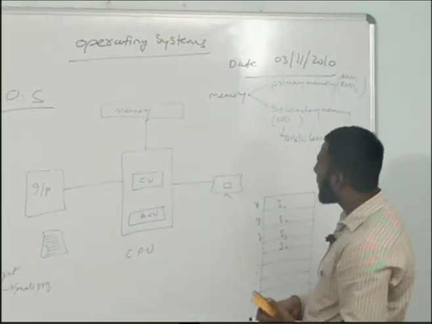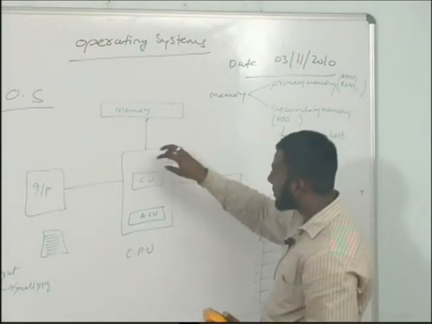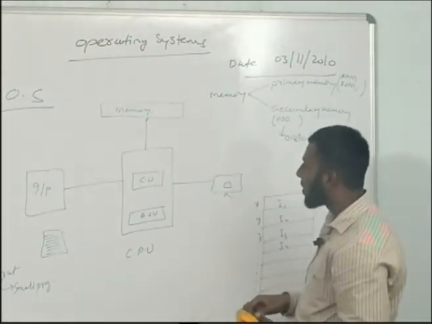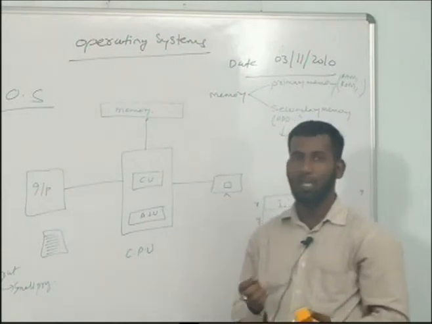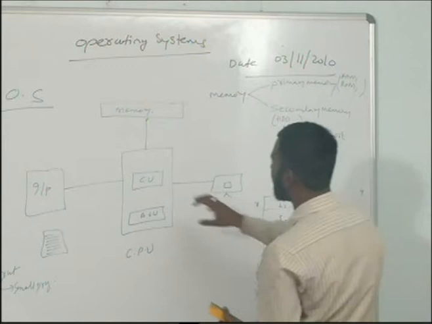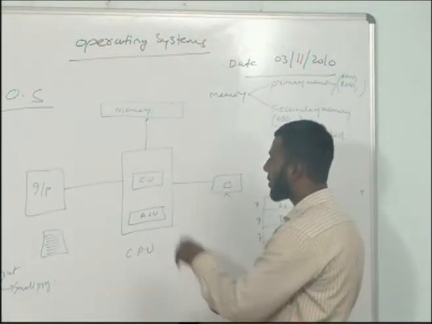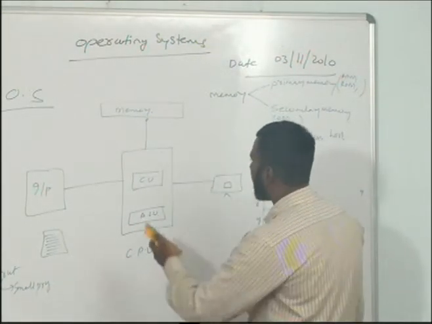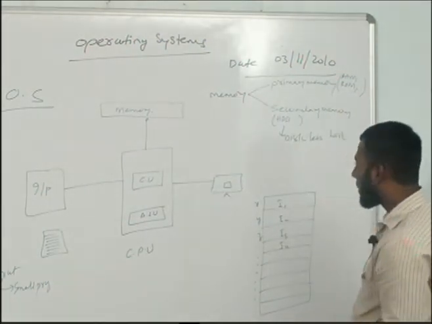There are other parts of memory which actually sit inside the CPU. We call them latch memories, cache memory, L1 and L2 memories, and registers, which sit inside the CPU, on top of the CPU. So this is all about memory.